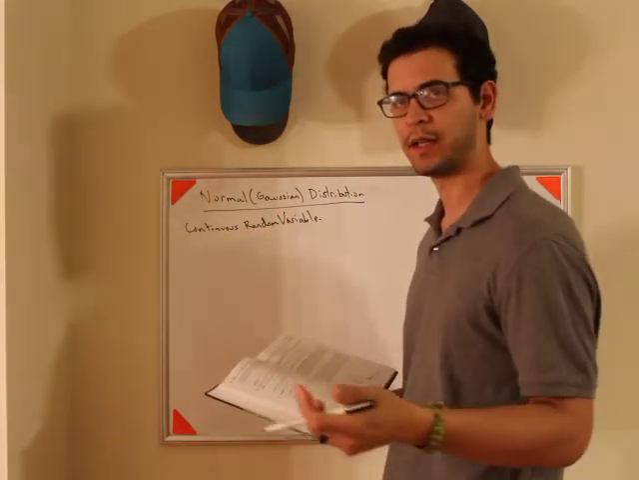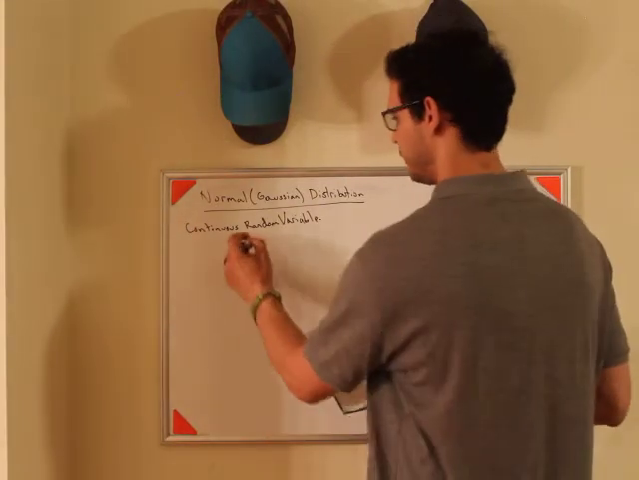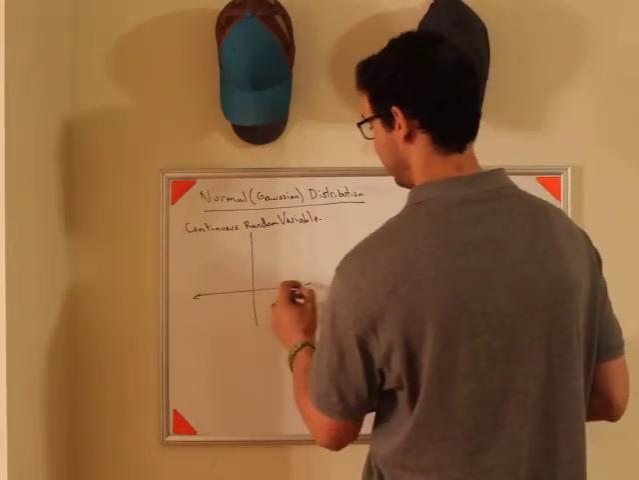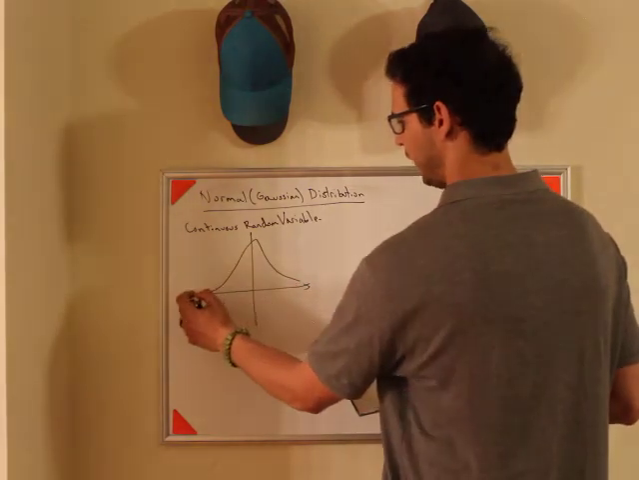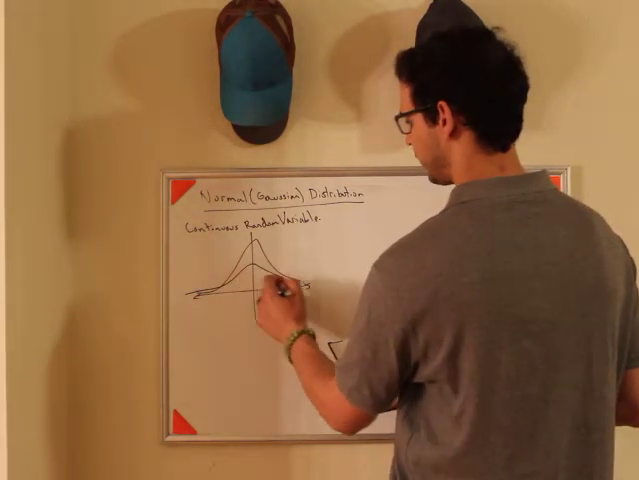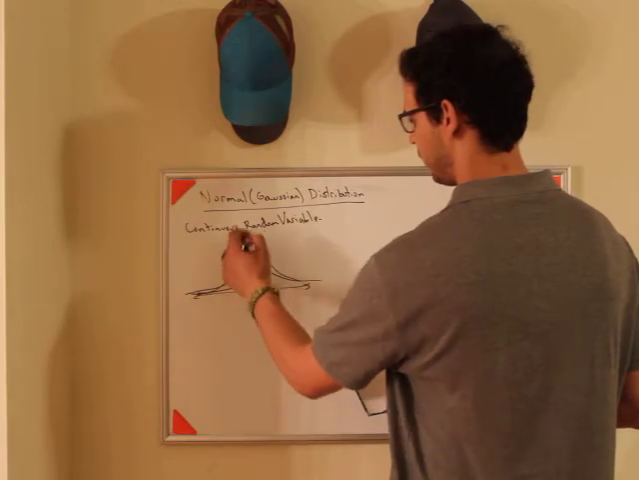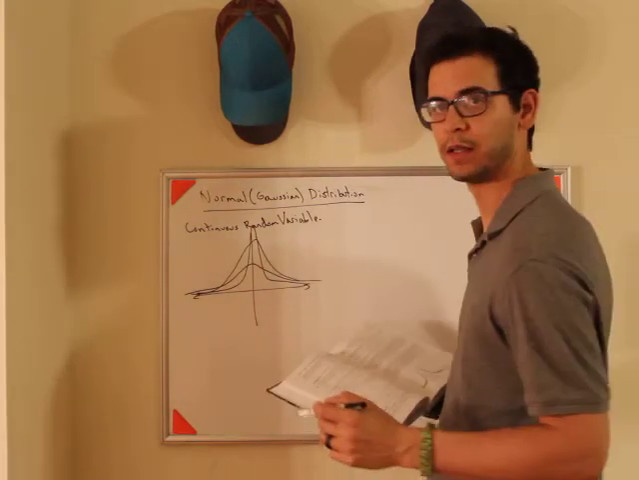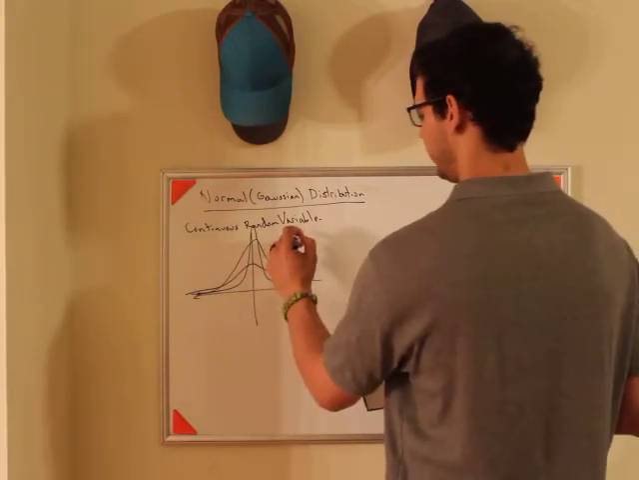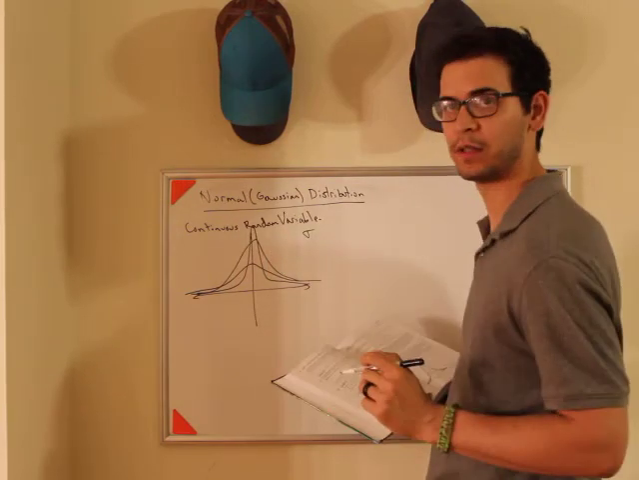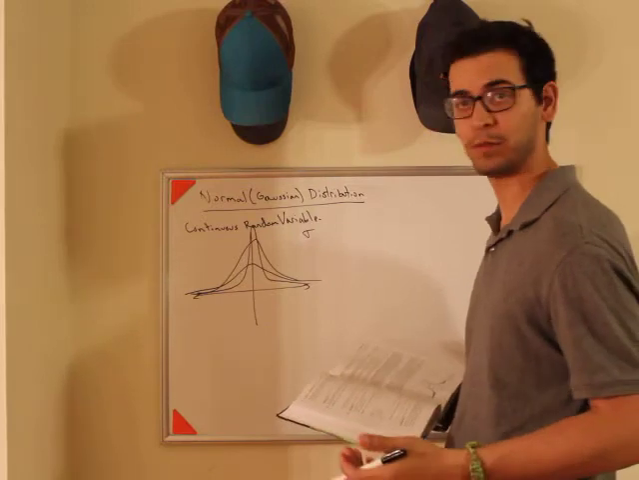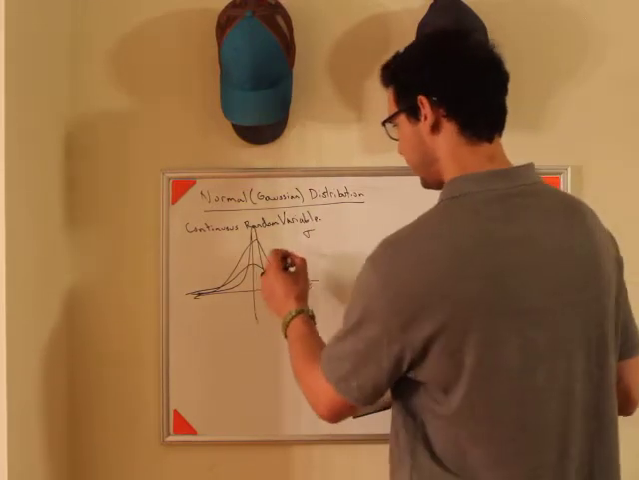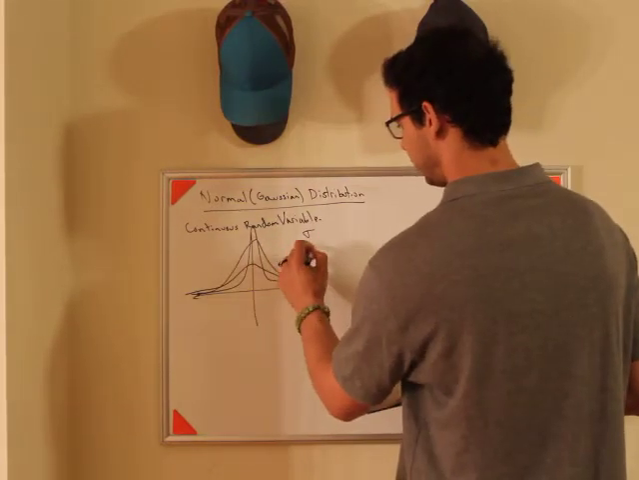And the equation is kind of nasty. I'm going to plot it first. I'm sure you've seen it before. Maybe you haven't, I guess. You're watching this on YouTube. But it looks like this, and it can be flatter. It can be narrower and taller. It all depends on the standard deviation of the distribution, okay?